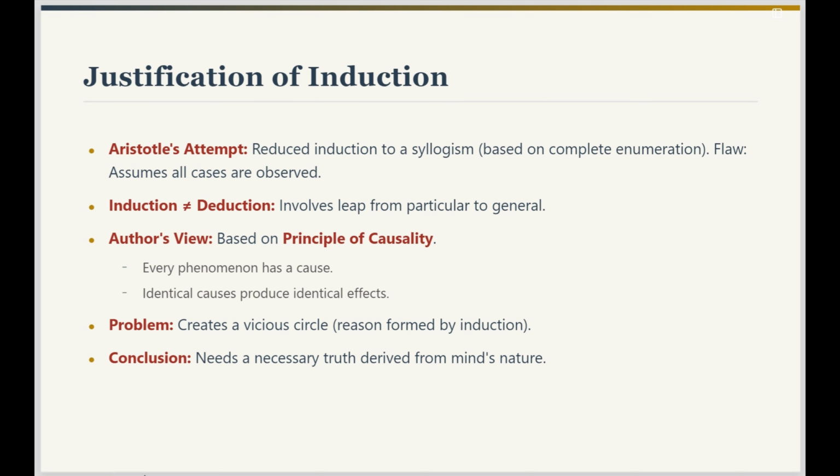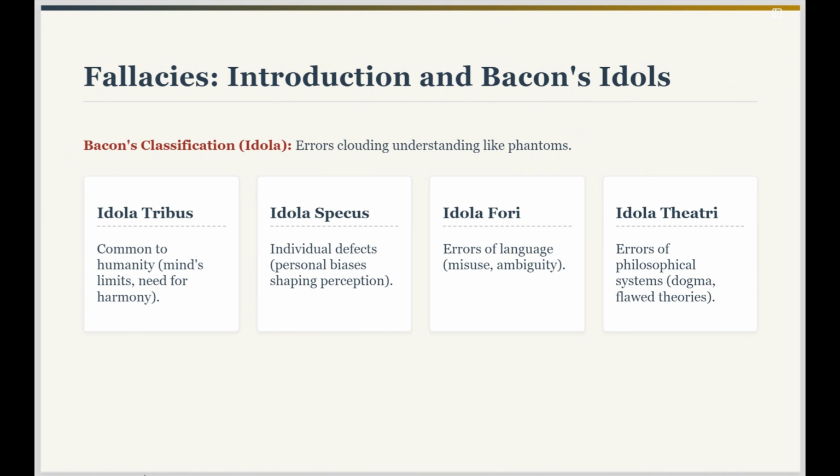But here's the kicker. Empiricists say reason comes from experience. If induction relies on causality, and causality is a principle of reason, aren't we stuck in a loop? Induction needs reason needs induction? The author concludes we need a necessary truth, like causality, grounded in the mind itself, not just shaky empirical habits, otherwise science crumbles. We've seen how to reason correctly, now let's explore how we can go wrong.